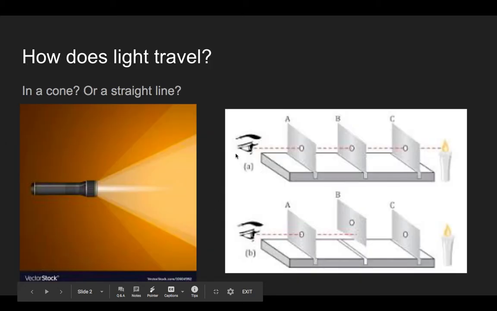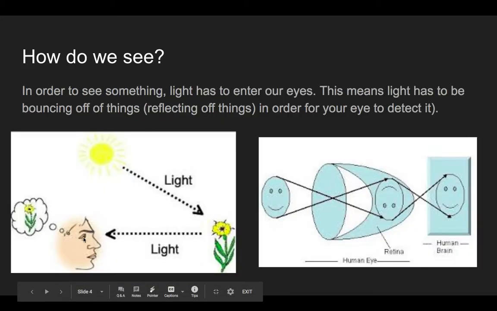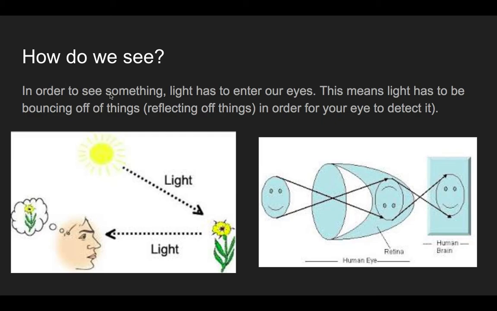And as you can see here, your eye has to actually be part of the line, right? So if your eye is not part of the line, you can't see the light either. If you're off to the side, like if he had the camera in that video in a different position, you wouldn't have been able to see the light. So that means in order to see anything, any object at all, light has to actually enter your eye.